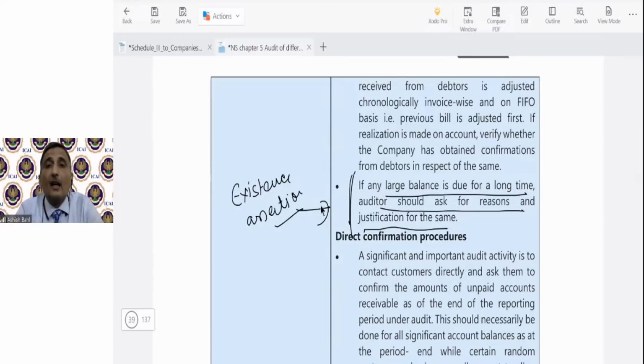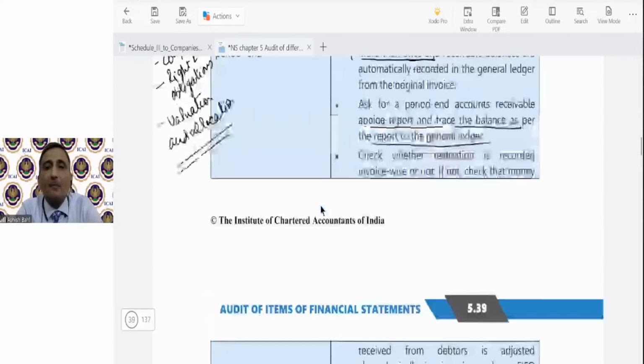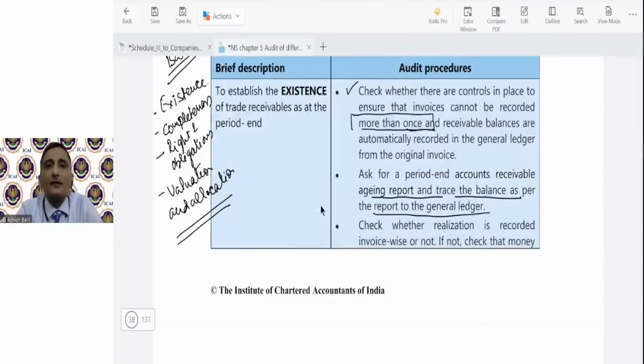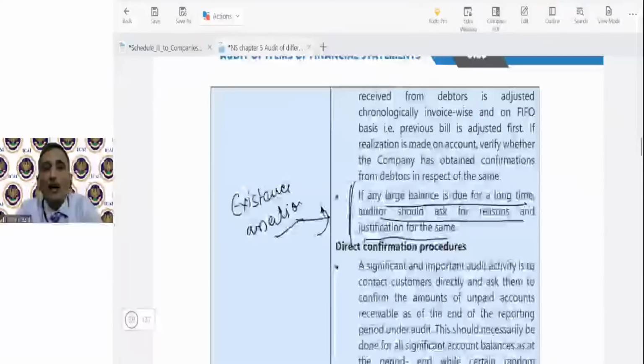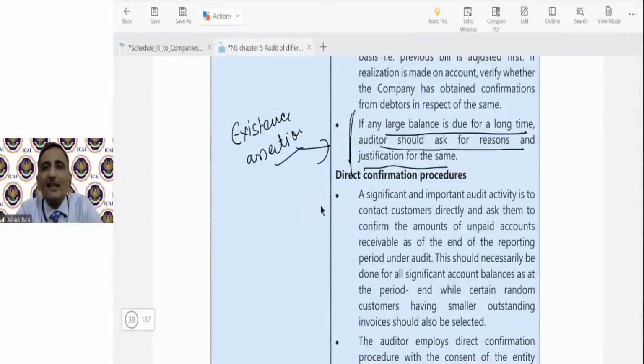And if the auditor gets evidence that this money is not recoverable, then obviously he would insist, he would require the company to make suitable adjustments, to make provision for bad and doubtful debt, or if the money is not recoverable, then write off the amount. Okay. So these are some of the procedures which auditors would perform relating to existence assertion.